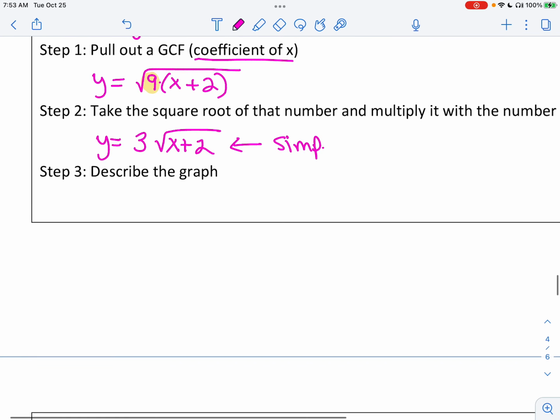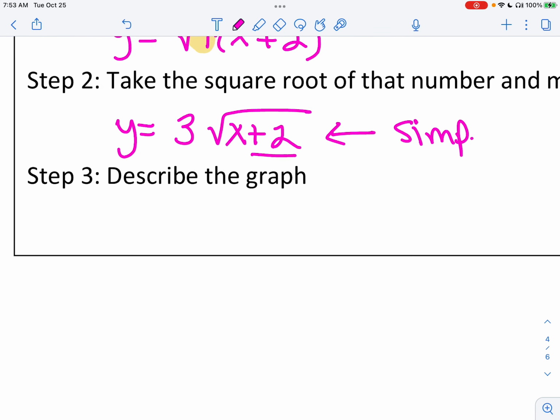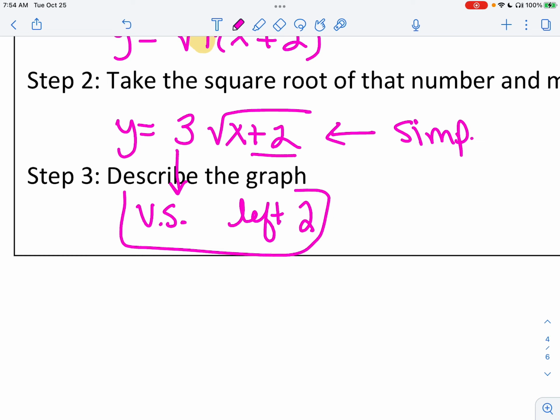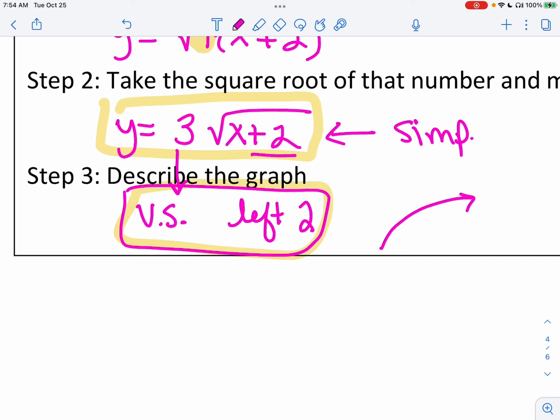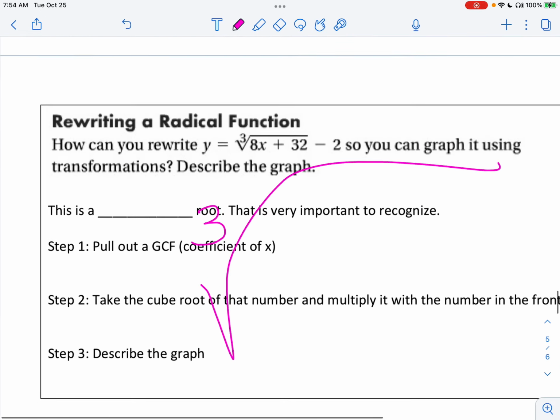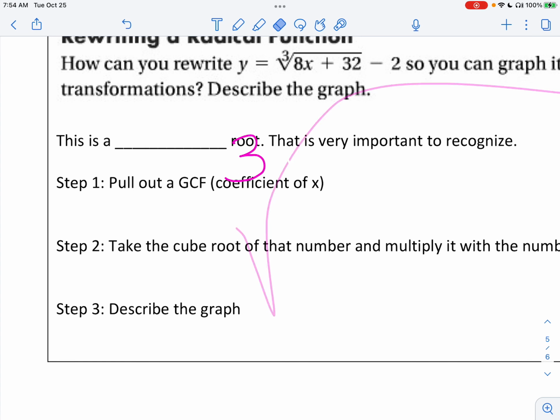The next thing we're going to do is describe the graph. So this plus 2 on the inside means that it's moving left 2, and this 3 in the front means it's a vertical stretch by a factor of 3. If there's more, you would have to describe it more. So this is the simplified version. These are the transformations and what the graph would look like. And again, the graph would have this arc shape, but it would be moving left 2 and it would be vertically stretched. Okay, now we're going to go ahead and do a cube root.